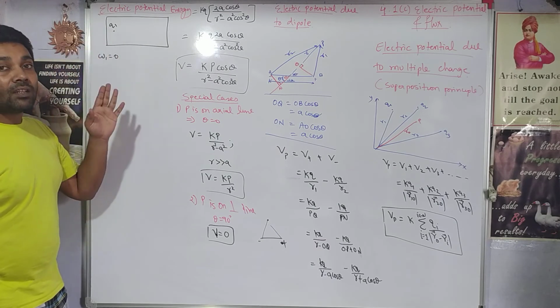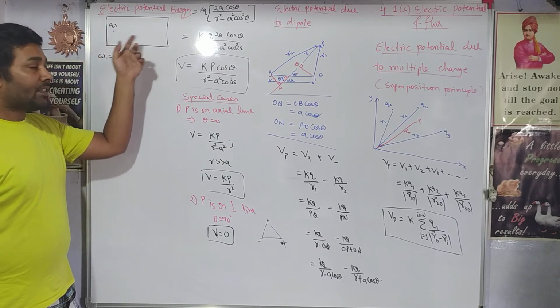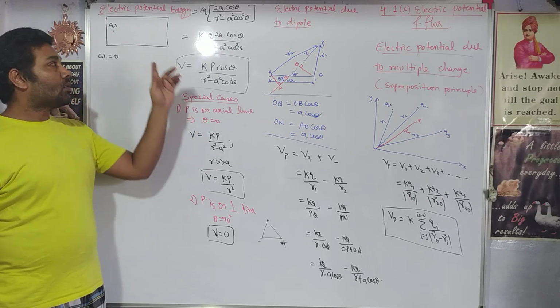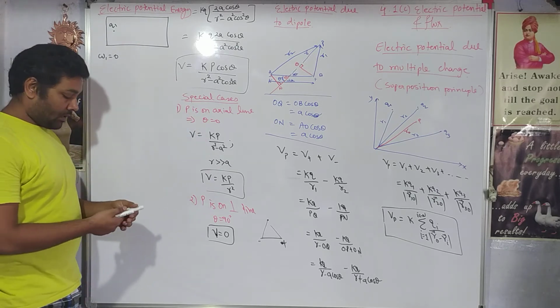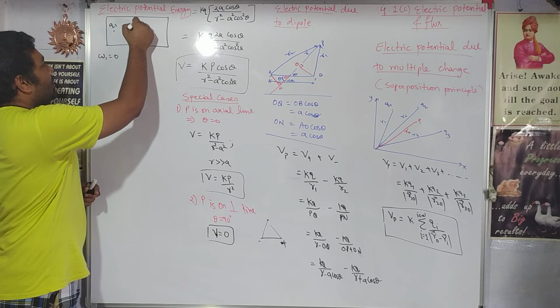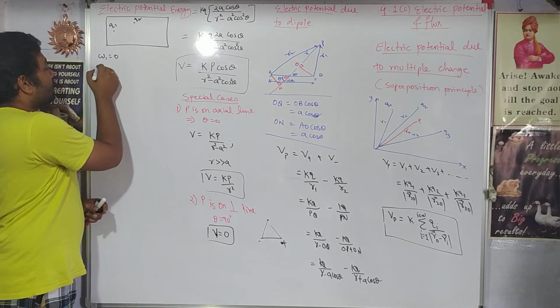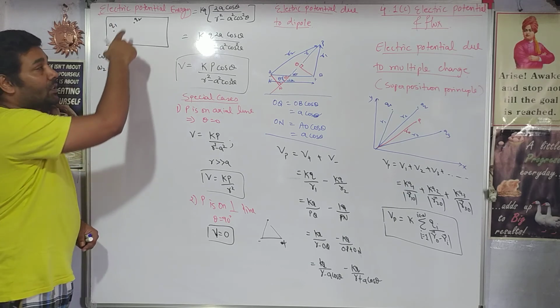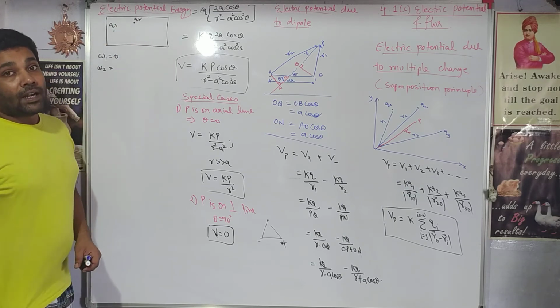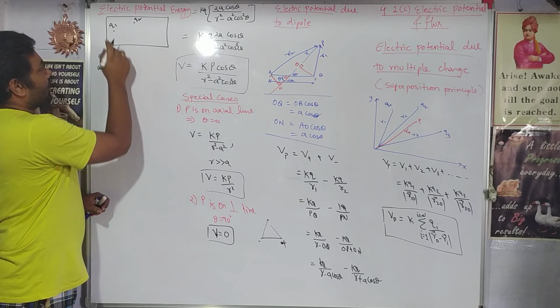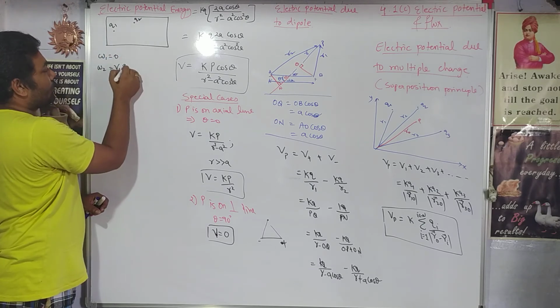Same thing happened with this charge. This place was empty and this charge came in. It had to face no opposition from any other charge. Now let us say I bring another charge Q2. What will happen? What work will be done? Obviously work has to be done to bring this charge Q2 at this position. The work done will be given by the potential due to the first charge times the second charge.